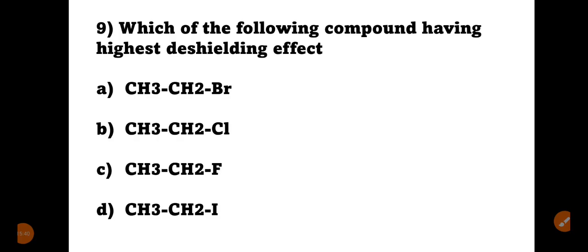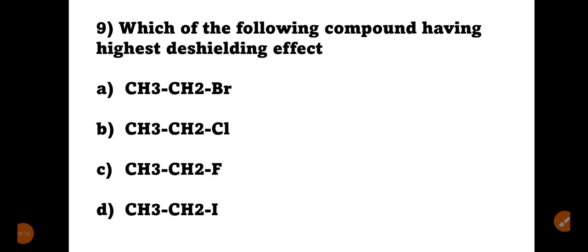Okay, next one, which of the following compounds has the highest deshielding effect? That is also a very interesting one, because there are factors affecting the chemical shift, right? So how your delta value changes, there are different factors. Here you can see ethyl bromide, ethyl chloride, ethyl fluoride and ethyl iodide. So you have to know what is the effect of electronegativity, or the inductive effect, on the chemical shift, right? The effect of electronegativity: electronegativity is directly proportional to the deshielding.